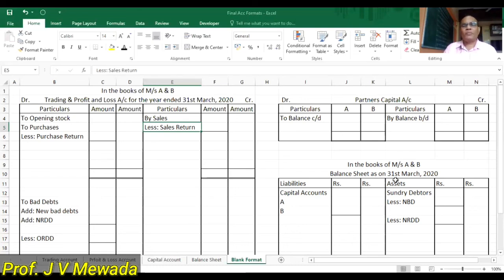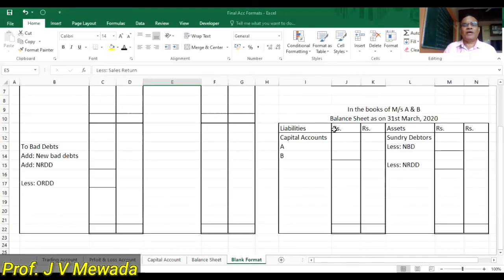In the balance sheet, the capital of the partners A and B, it is not necessary to write here, you can also write later on, but better first you show the capital of A and capital of B. And if you are opening current account, then you write capital account of A and B, current account of A and B. And on the asset side, we are writing the formula of debtors less NBD less NRDD.